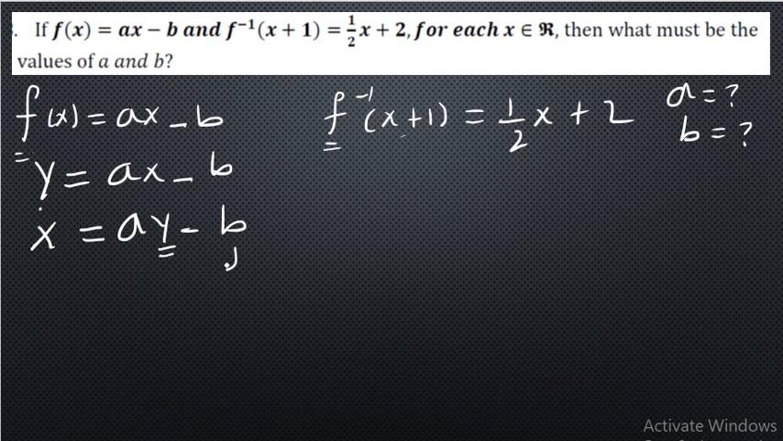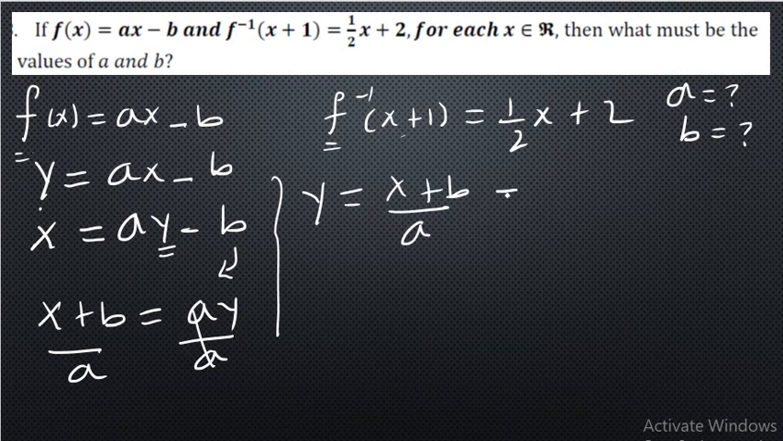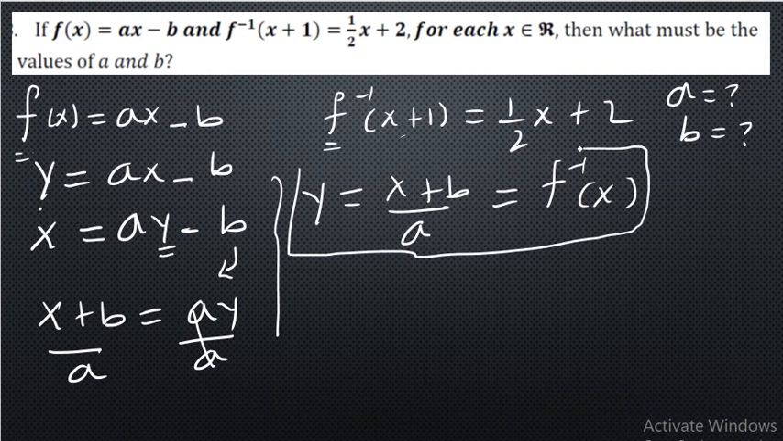For that purpose, first shift the b to the left side. It's going to be x plus b is equal to ay. Then divide both sides by a. Therefore, the y value will be x plus b, the whole over a. This is the same as the inverse of the original function f. Don't forget that. This is f inverse of x.